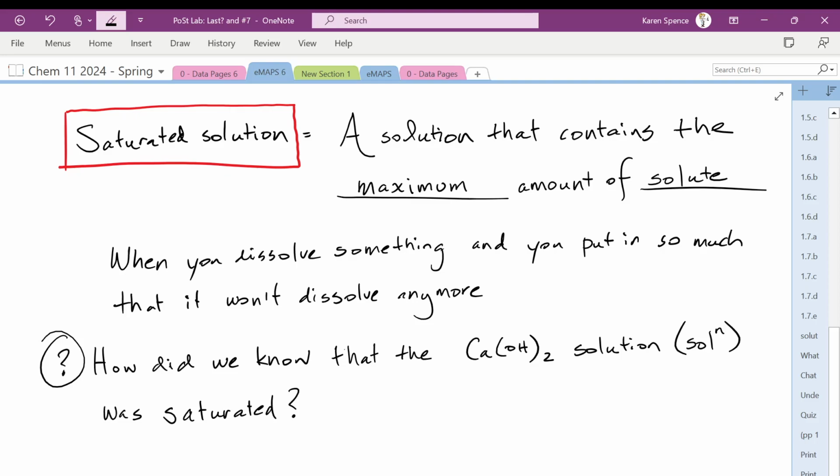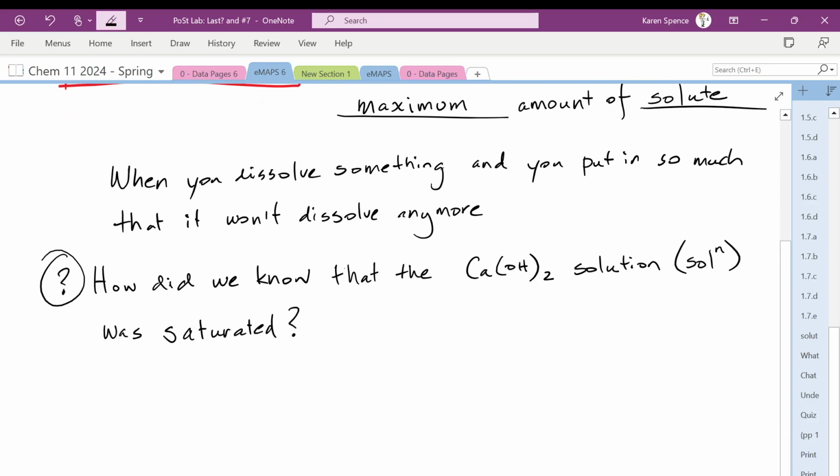So we had some undissolved. What is the name of this compound? Tell your partner. Feel free to use your periodic table if you can't remember Ca.